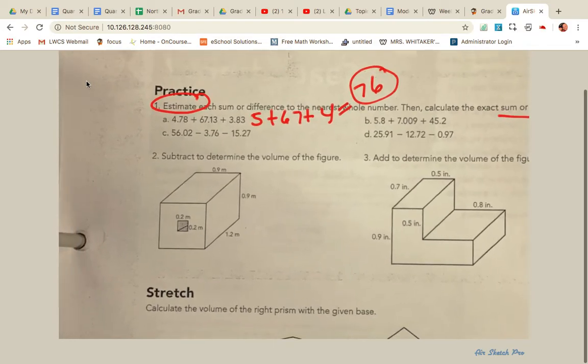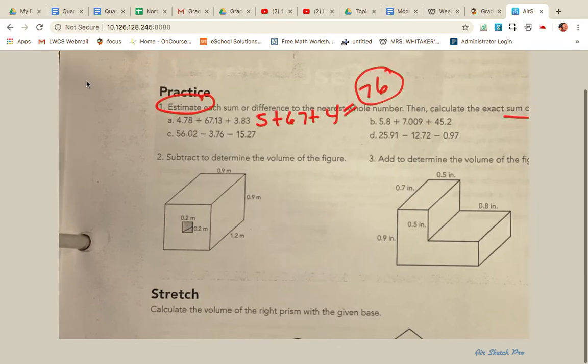So when I add decimals, I have to make sure I line them up. I usually like to write my largest whole number first, so it's 67.13. Then I would write 4.78, and then 3.83. Again, when we're adding decimals, we line them up and we bring the decimal straight down. Where when we multiply, we take it out and bring it back in.